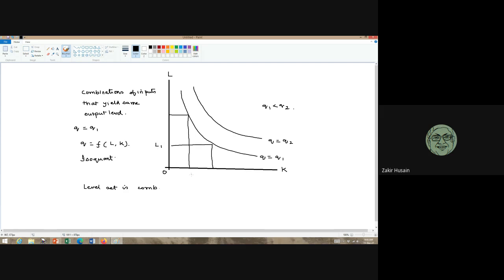So suppose you have got different combinations and all of them give the same output level, Q bar, Q1, whatever. So all points, the locus of such points is called a level set.